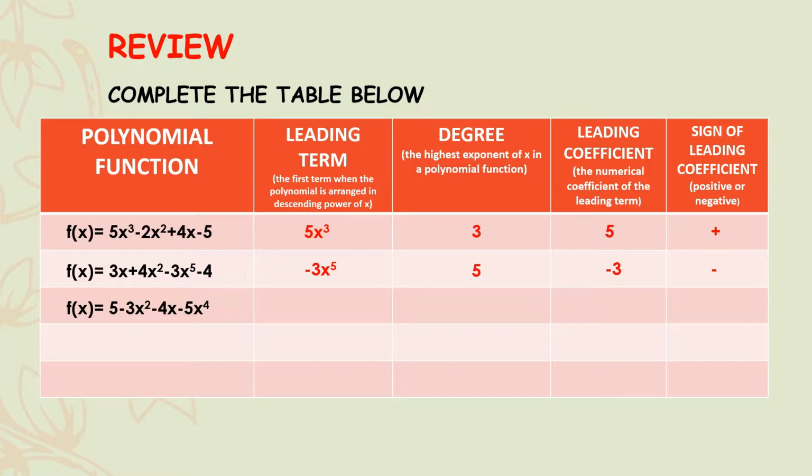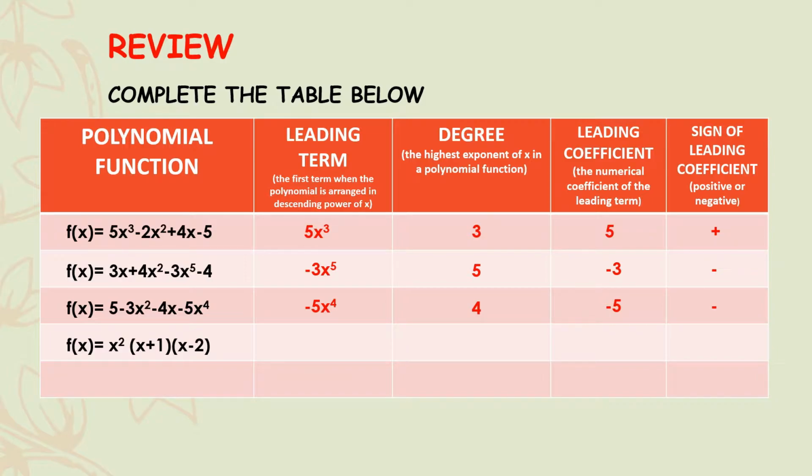Then let's have the next one. F of x equals 5 minus 3x squared minus 4x minus 5x raised to 4. Rearrange the terms first, and the leading term will become negative 5x raised to 4. The degree is 4. The leading coefficient is negative 5 and the sign is negative. Let's have another one. F of x is equal to x squared times x plus 1 times x minus 2.